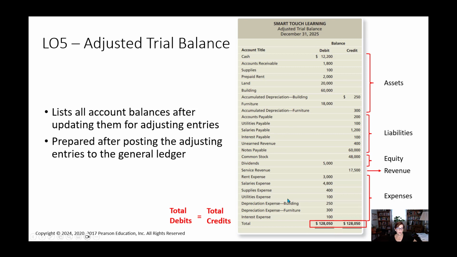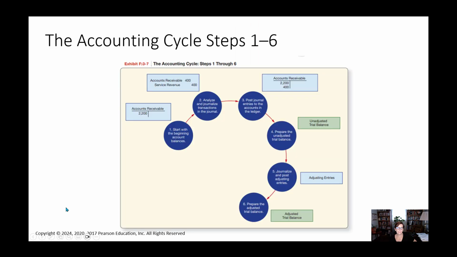So the adjusted trial balance is prepared after all of the adjustments have been journalized and posted to the ledger. These are the numbers that we're going to use to prepare financial statements. We're going to look at that in the next chapter. So let's just review where we stand in the accounting cycle right now. So the company starts with some beginning account balances, right? So in this case, let's say they had accounts receivable, that was from last period. It's sitting there, and then we have some transactions during the period.